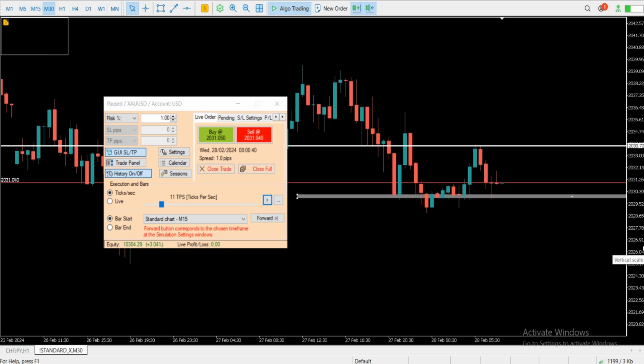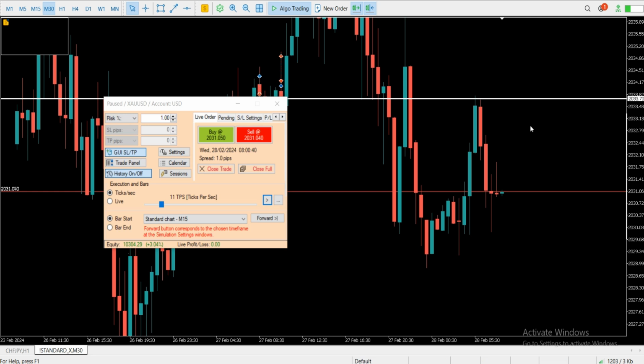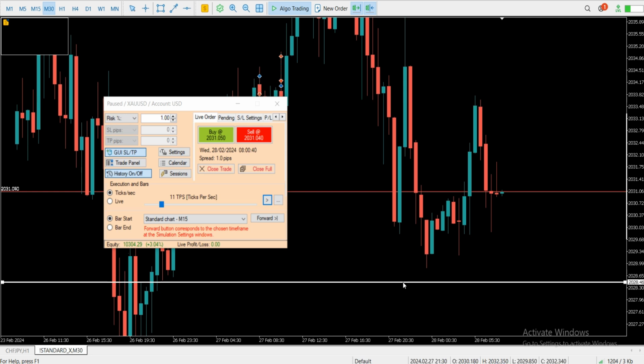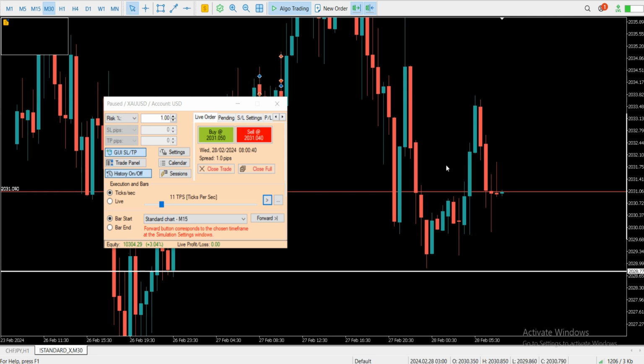So if the market has to go up, we need to see some support formation on the 30-minute. Right. If I see support formation on the 30-minute, then I will take a buy.